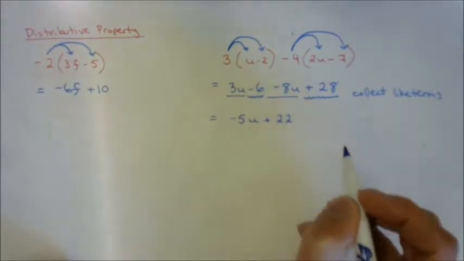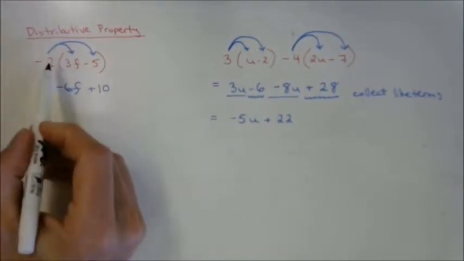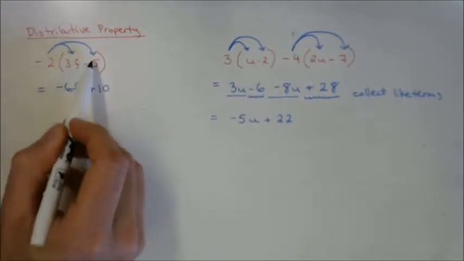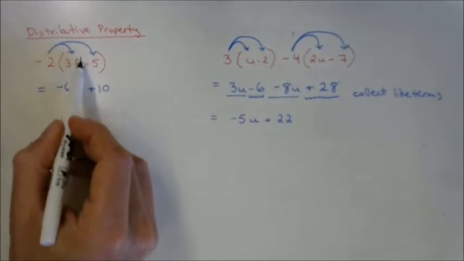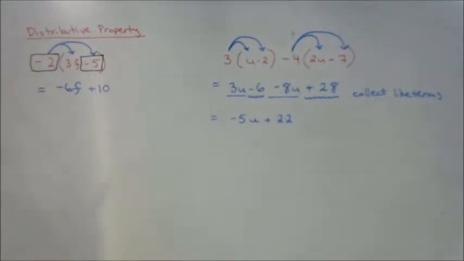6 minus plus 22. Go ahead and try the 3 that are before you. It's always really helpful, guys, to draw these arrows. It helps remind you, oh, I have to do negative 2 times this piece and times this piece. And remember, the sign sticks with the term that follows it.